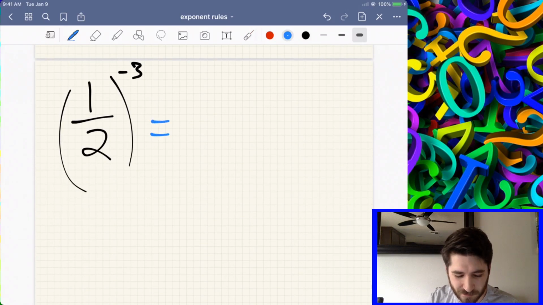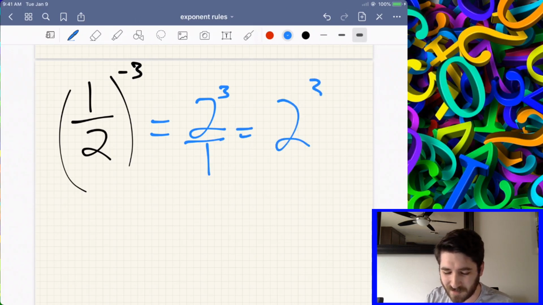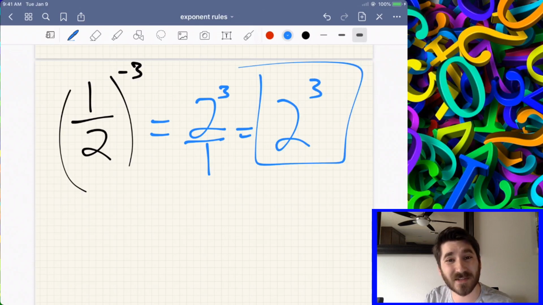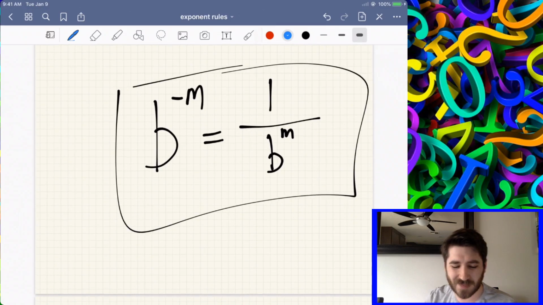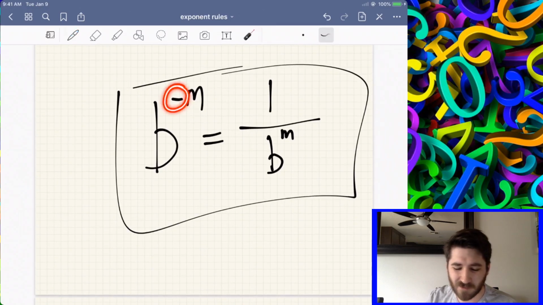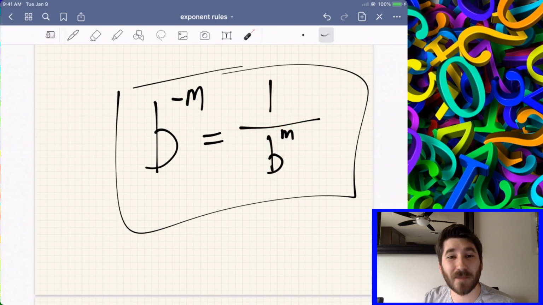So the reciprocal of 1/2 is 2 over 1. And now we have a positive exponent. I'm going to simplify once more to make it look nice and neat. And we get the same answer. Again, our rule states that a negative exponent represents the reciprocal of the base to that power being positive.